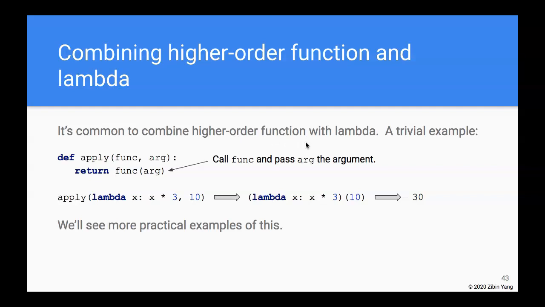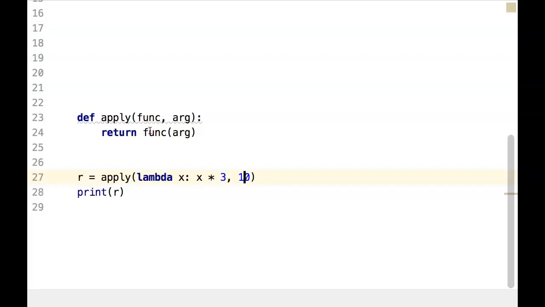Now, it's very, very common to combine higher order functions with lambda expressions. I'm going to start with a very simple example where I'm defining a higher order function called apply. It takes another function as one of its parameters, and then another arg as another parameter, and all it does is call the function and pass arg as its one and only argument. So that's this apply function.